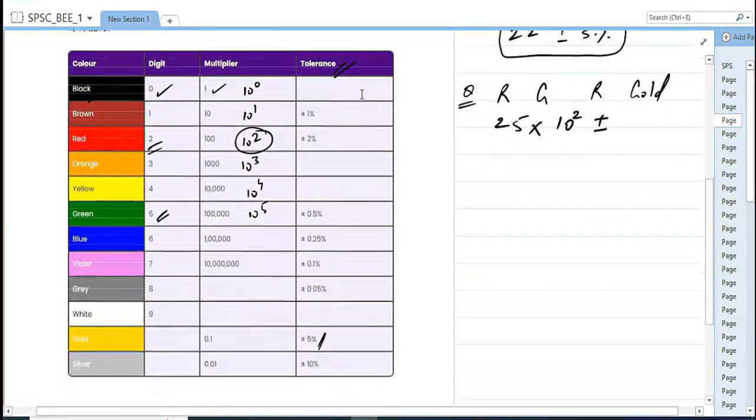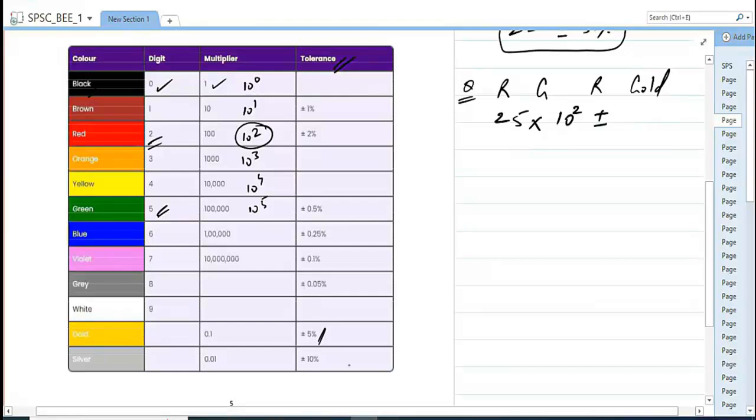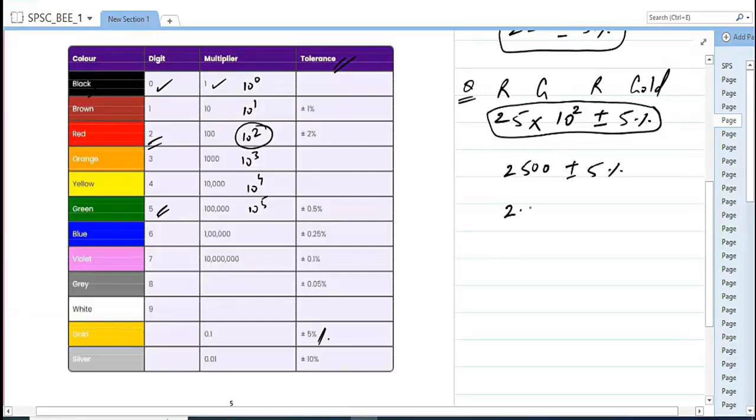This is the tolerance. For gold, it is plus minus 5%. So what do you understand by this tolerance? Let's say the resistance is 2500 ohm plus minus 5%. You can otherwise write it as 2.5 kilo ohm plus minus 5%.